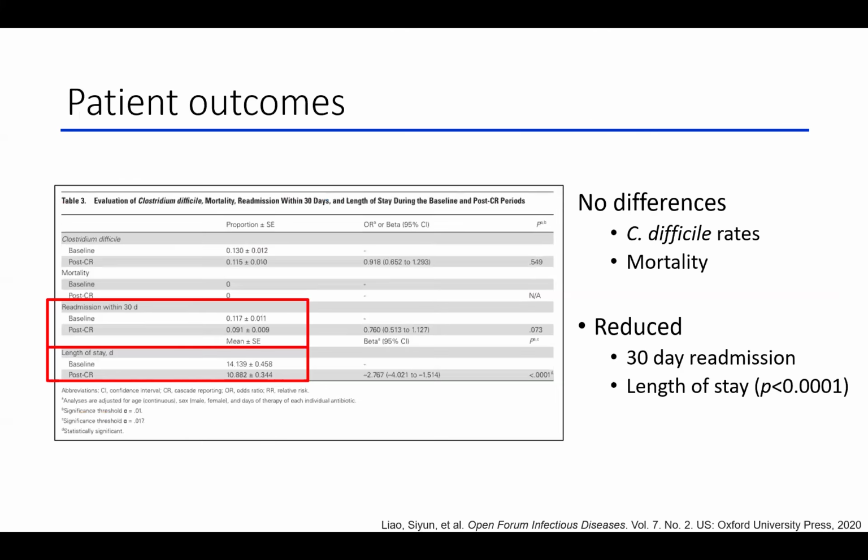And when they looked at their patient outcomes, because we always want to make sure our interventions do not harm patients while we're doing our best to reduce those broad spectrum antimicrobials, they showed no differences in C. diff and mortality, and they actually saw a reduced 30-day readmission, although that was not significant, but the shorter length of stay was significant. So a win-win, I would say, for everyone there.